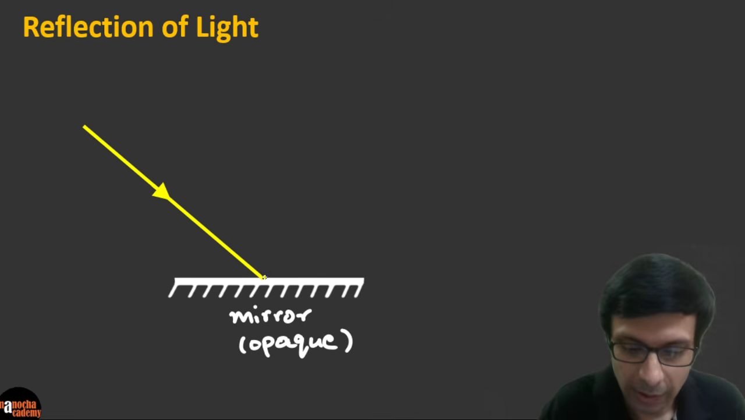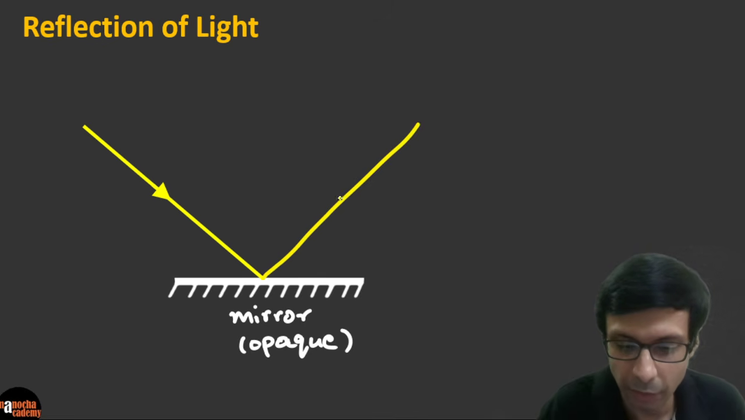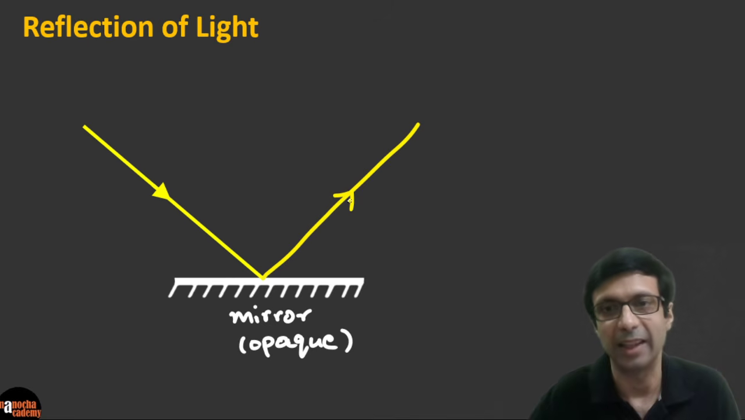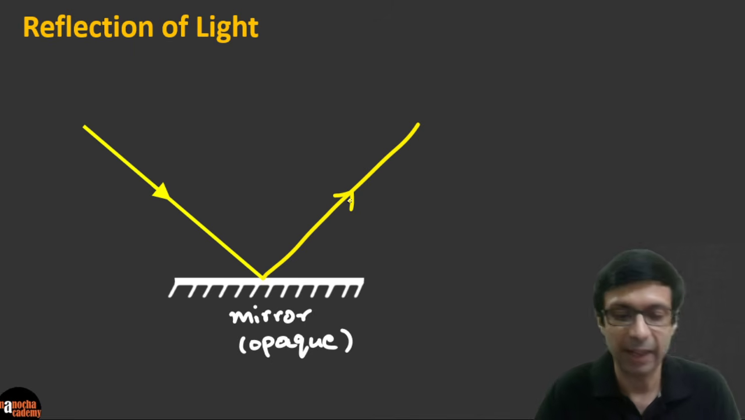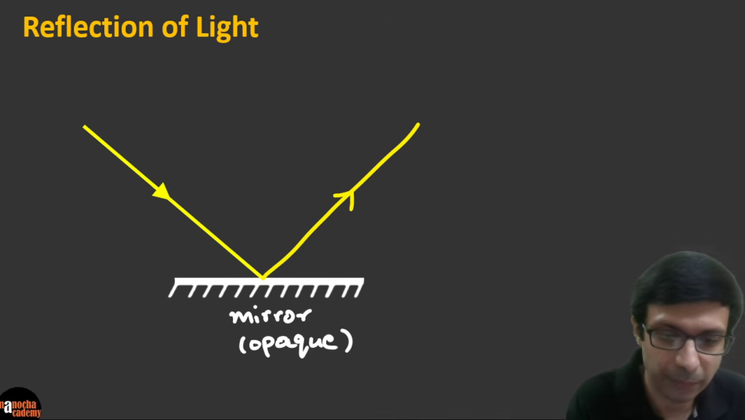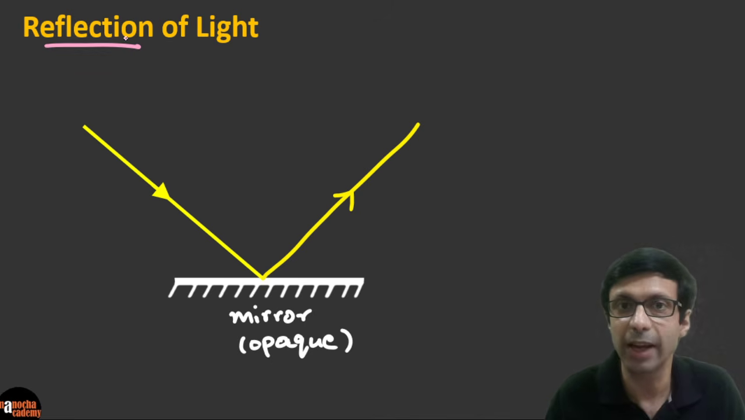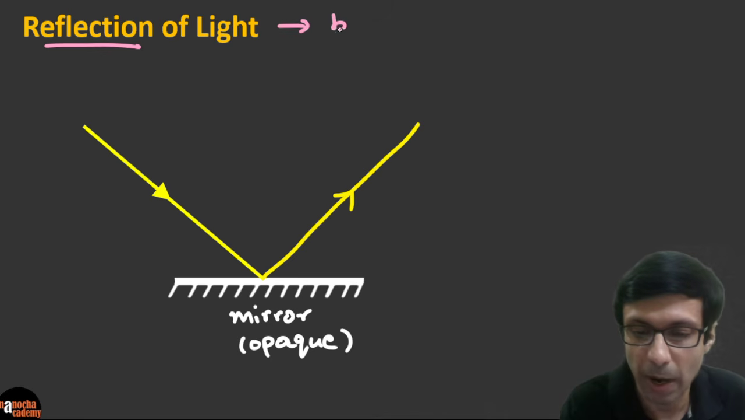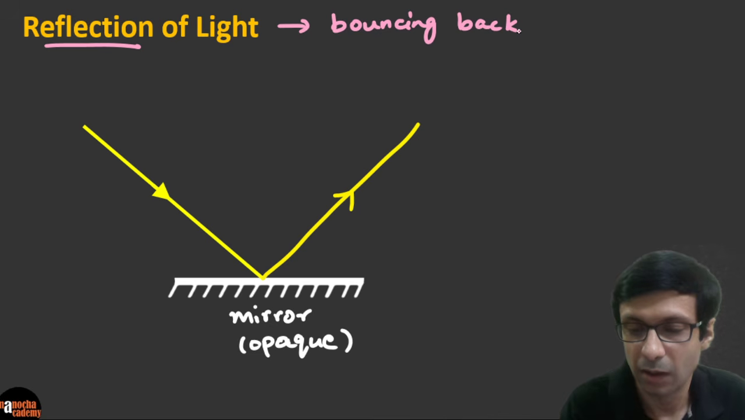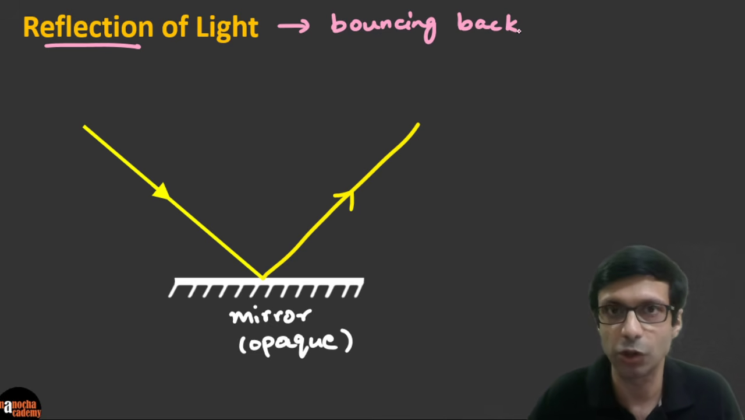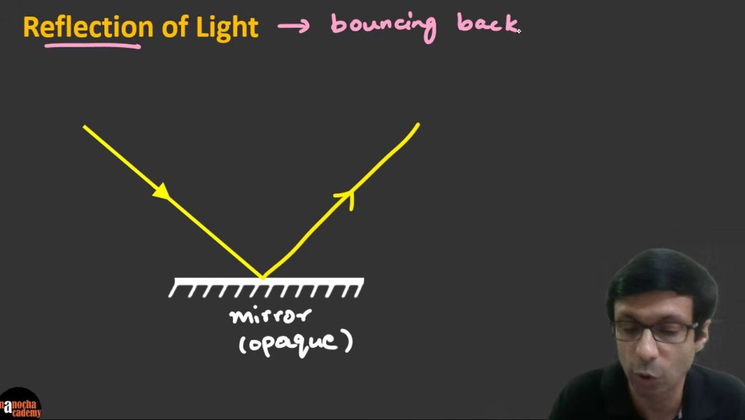So all of you know that this mirror is going to reflect the light something like this, right? A mirror is an opaque object, remember, that can reflect light. So this is the reflection of light, which basically means the bouncing back of light. And you can watch my video on reflection of light. You can search reflection of light Manocha Academy and watch more details about that.